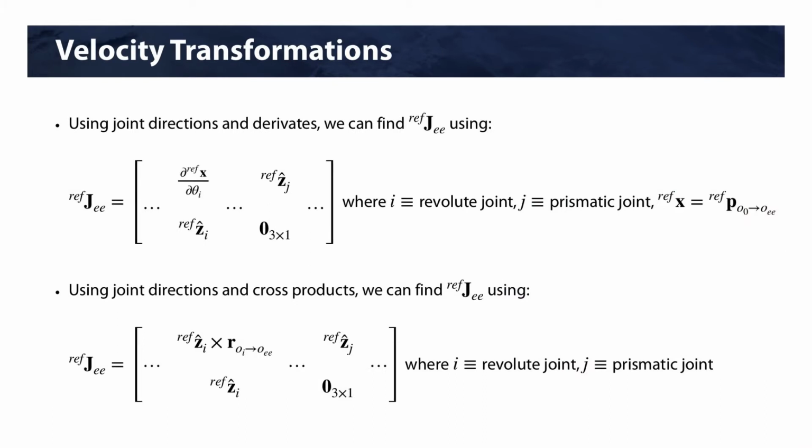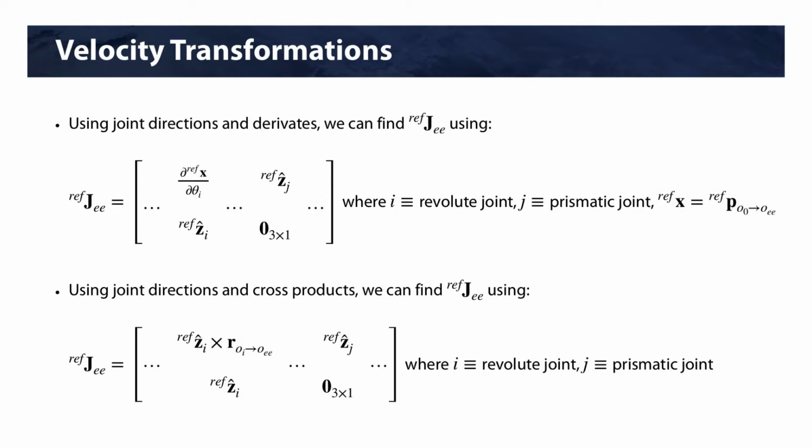We previously saw how we can find the Jacobian for our robot manipulators. We had two approaches. We could use joint directions and derivatives, and this was the formulation. As well, we could use joint directions and cross products, and this was the formulation.